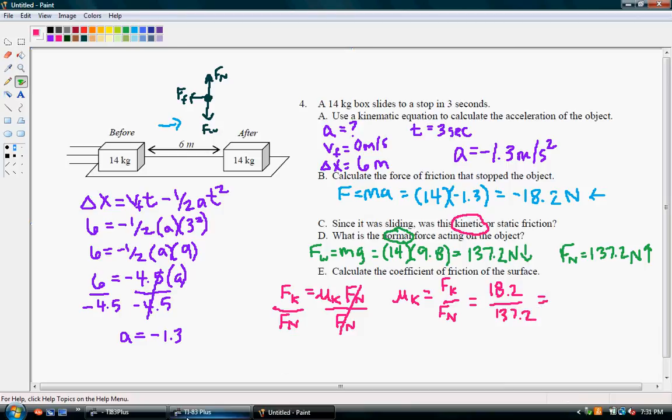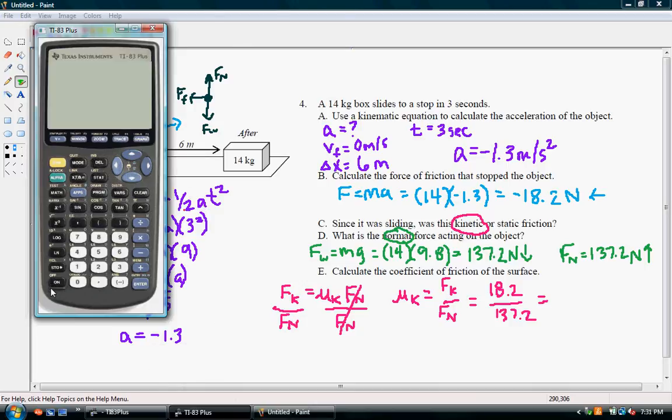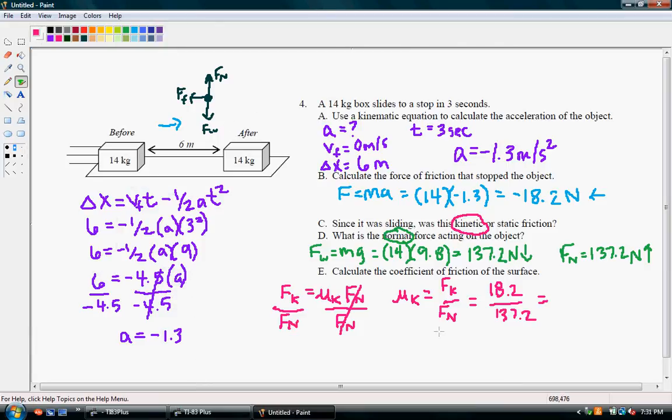And that is equal 18.2 over 137.2 equals 0.13. So our kinetic friction coefficient is 0.13. And since this is newtons over newtons, and that cancels out, our kinetic friction coefficient actually has no units.